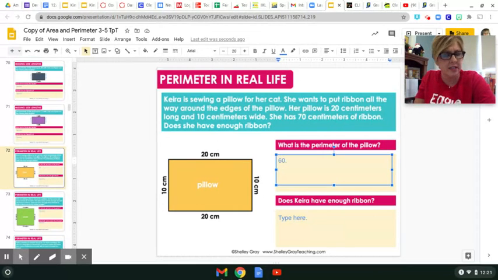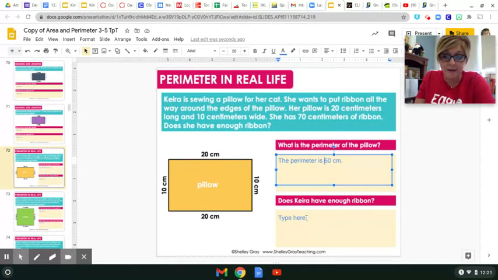So 60 what? Centimeters or square centimeters? You should have said centimeters. When we are calculating perimeter, we just say the unit. It's area where we want to use the word square inches or square feet or whatever it is. So we're going to put 60 centimeters, and I probably should have put that in a complete sentence. The perimeter is 60 centimeters.